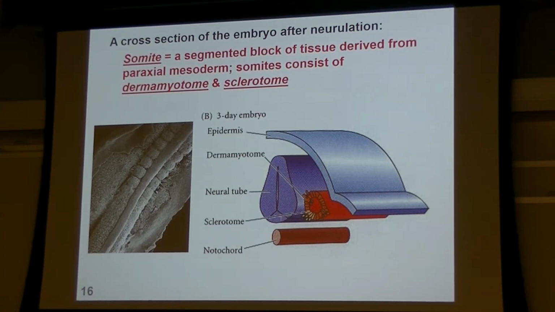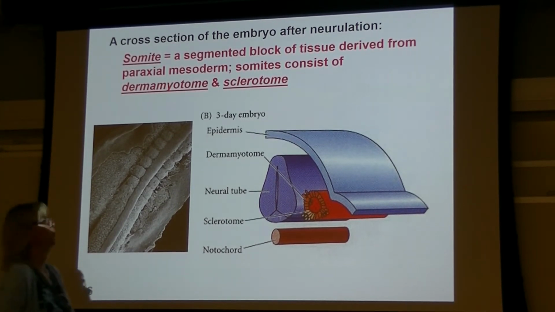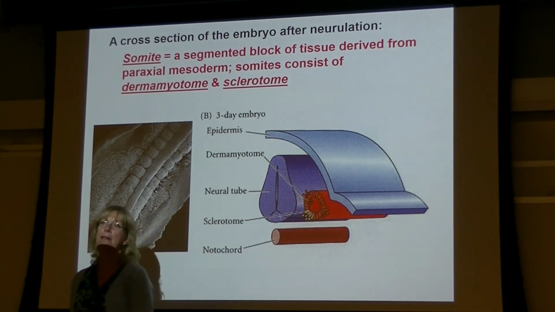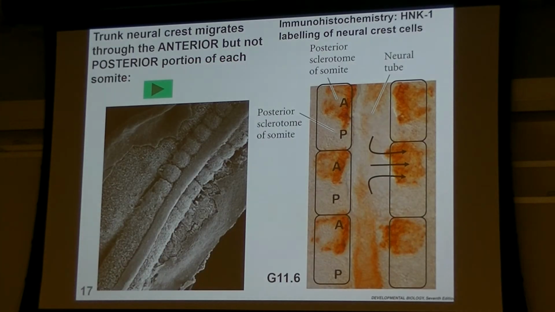These sclerotome cells are just a certain territory within the somite. They have typical things they give rise to. And dermamyotome is a slightly different territory, and it gives rise to somewhat different types of things. But in general, we're talking about things like vertebrae and muscle tissue and other good mesoderm derivatives. So the neural crest cells are going to head right through the sclerotome tissue. But even more specific than that, if you look at each individual somite, the neural crest cells are only migrating through the anterior portion of that somite.